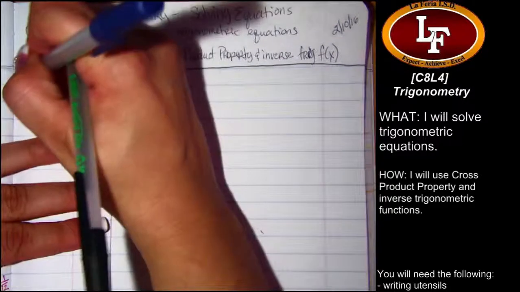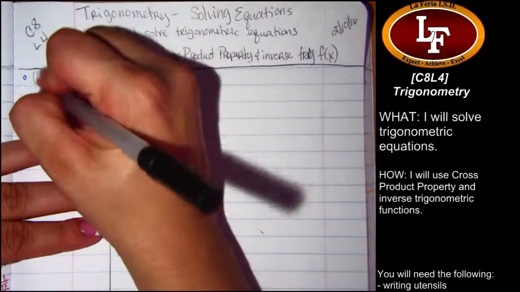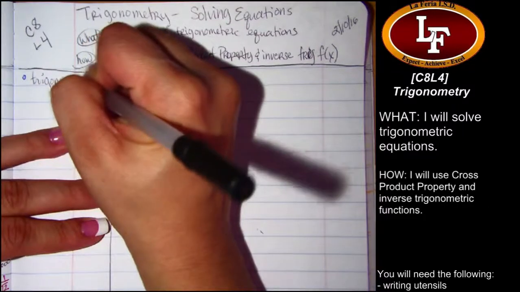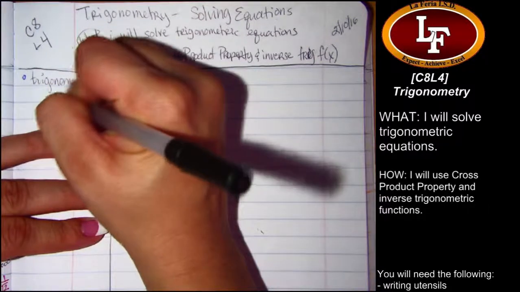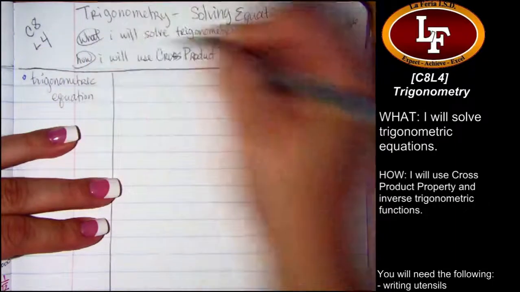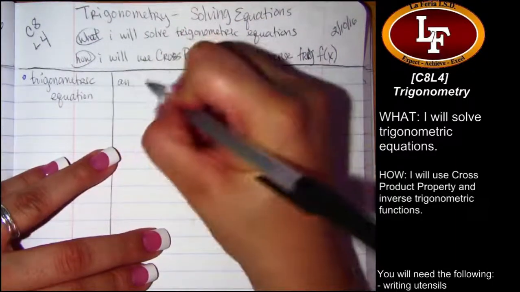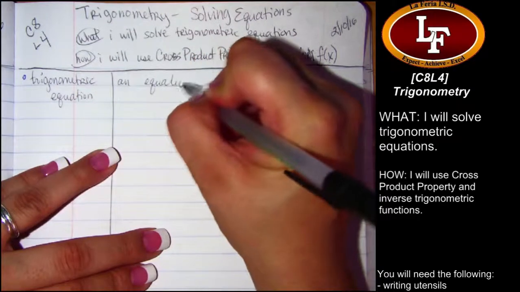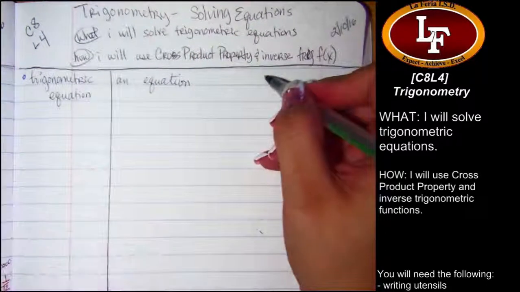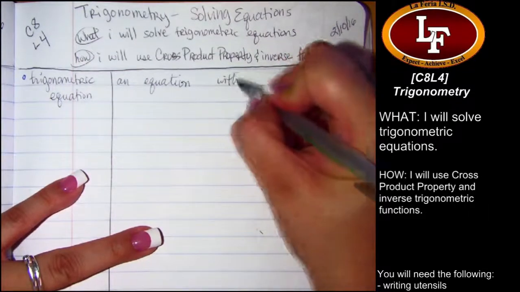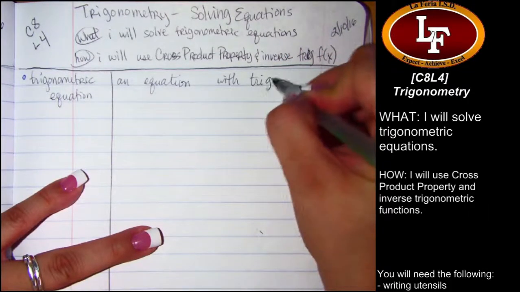All right, so the first item that we need to talk about is what a trigonometric equation even is. So that's going to be our first little bullet point for today. What is a trigonometric equation? Very unimaginatively, it is some sort of equation, so that means an equal sign is in there, ladies and gentlemen. And it's going to have a trig ratio.